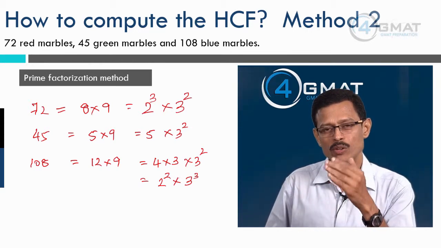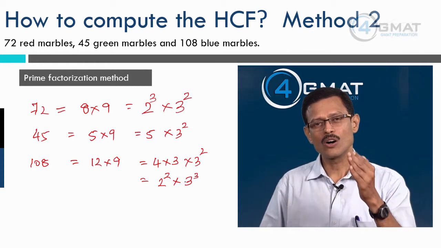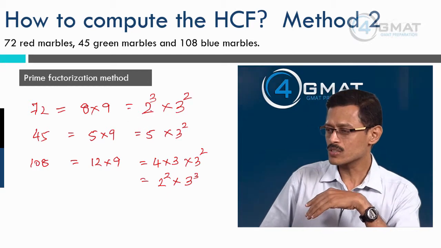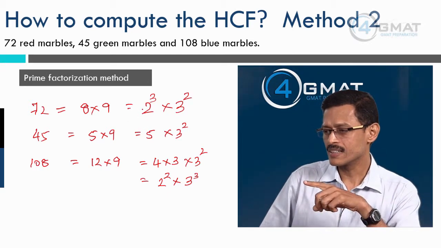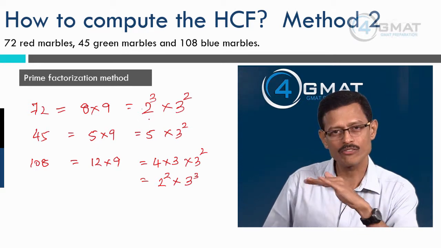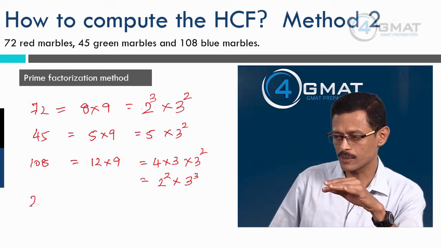To find the HCF, what we are going to do is pick out all prime factors that are common to all these three numbers. 2 is a prime factor of only 72 and 108. So we are not going to take 2. 2 will not figure in our list. So 2 is not going to be there.